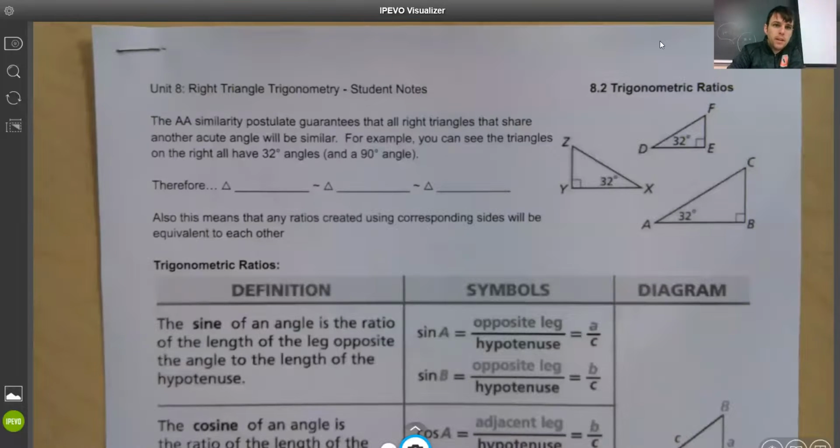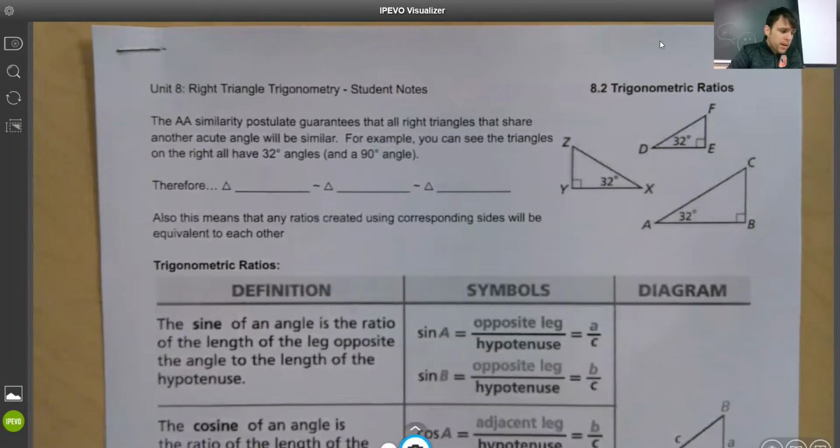All right, welcome everybody. This is going to be the beginning of Unit 8 about right triangle trigonometry. Just a quick overview here. Trigonometry is going to be a tool that we use in order to solve for parts of right triangles. It's based on ideas of similarity, so there'll be some connections to what we did last unit. So let's go ahead and read this first part here.